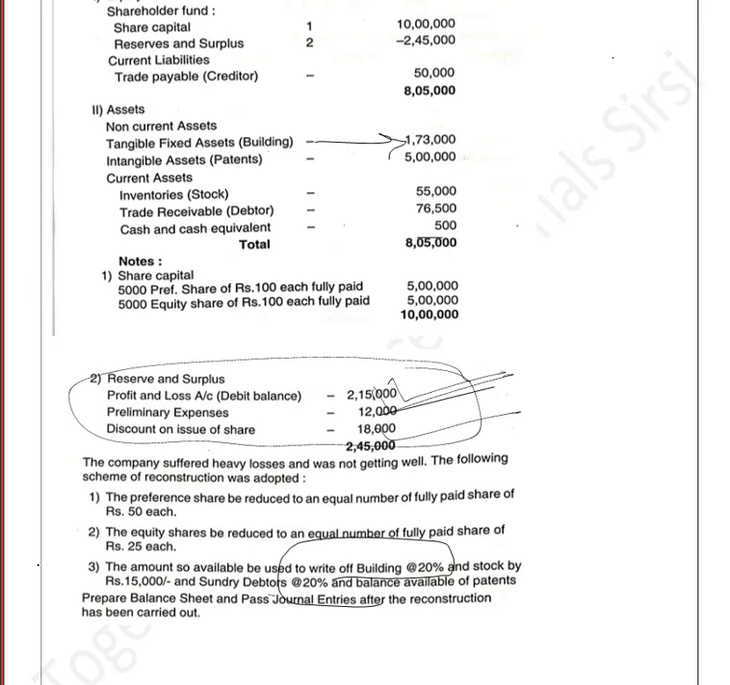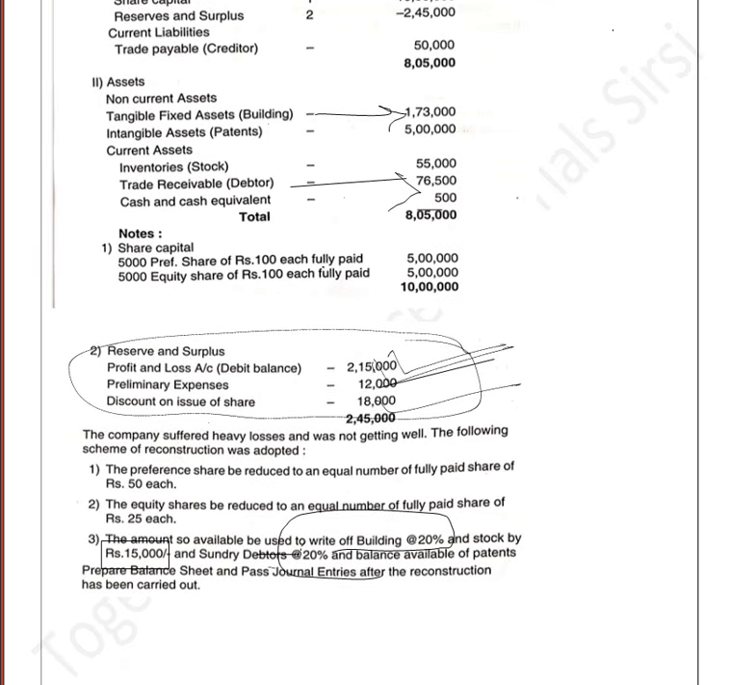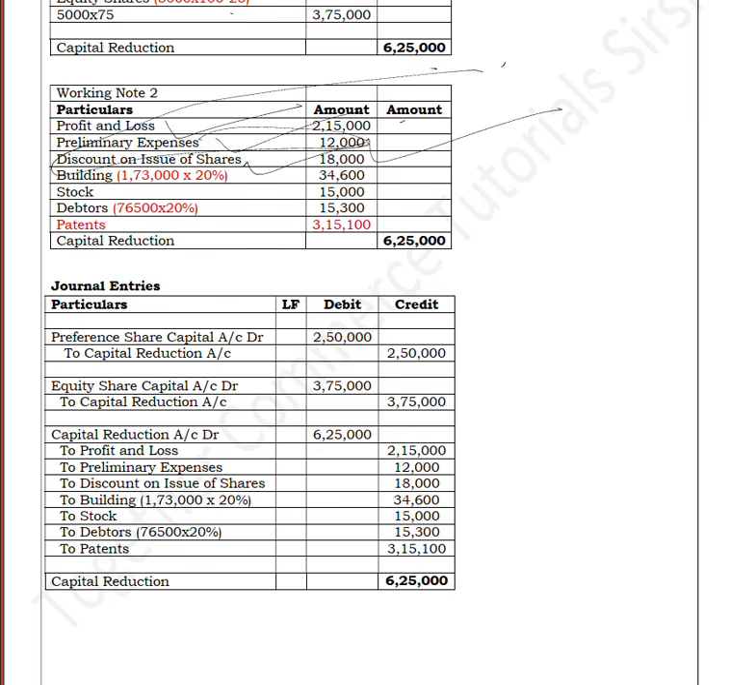Similarly, stock by 15,000, directly 15,000. Then debtors by 20%. Again, look at the debtors here: debtors is 76,500 into 20%. We have made the same working note here. You can see the working note, it is clearly done here. The calculation is as follows. Building 1,73,000 into 20% becomes 34,600. Stock directly 15,000, as they have given it, we take it directly. Debtors 76,500 into 20%, that is 15,300.